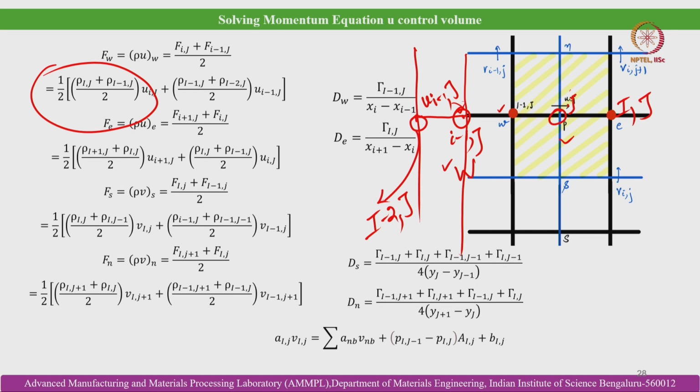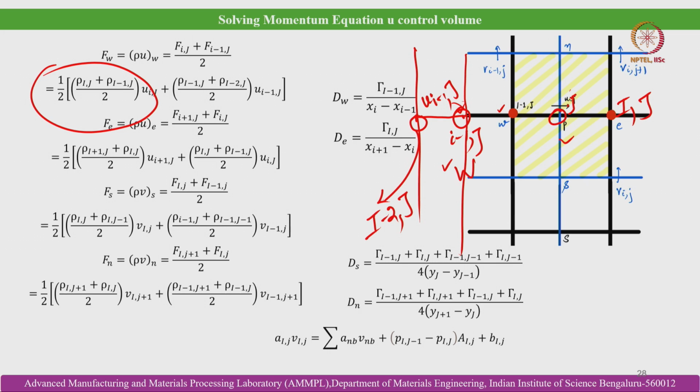Similarly for the east face F E, that is the mass flux at the east face small e. So F E is equal to rho u E is equal to F I plus 1 j, I plus 1 capital J, plus F small I capital J by 2, which becomes equal to half rho I capital I plus 1 capital J plus rho I j by 2 into u I plus 1 j plus rho I j plus rho I minus 1 j by 2 into u small I capital J.